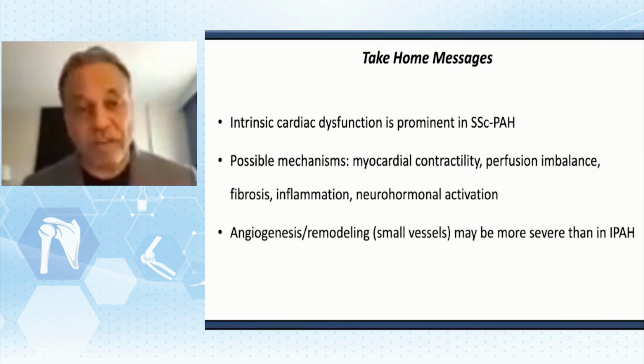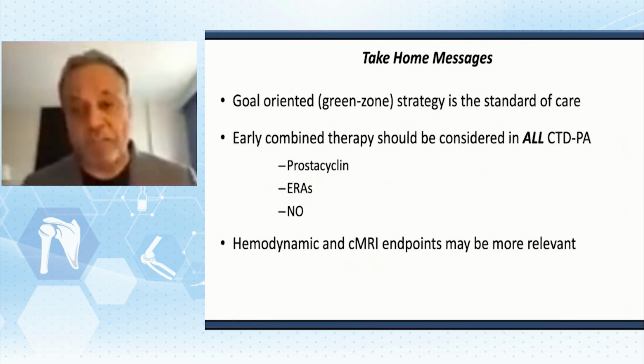As we said, those patients might have intrinsic cardiac dysfunction, and they have stiffness of the pulmonary arteries, leading to what we call impaired RV-PA coupling. There might also be remodeling in the small vessels, more pronounced than in other forms of idiopathic pulmonary arterial hypertension. Goal-oriented therapy, which is the green zone strategy, is now the standard of care. Remember that this has nothing to do with dropping the pressure. It has to do with improving the symptoms, the exercise capacity, the biomarkers, the echo findings, and the hemodynamics.